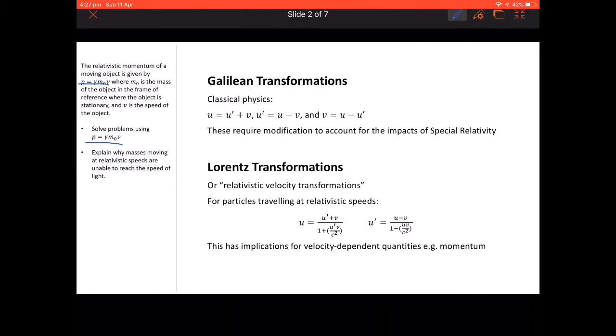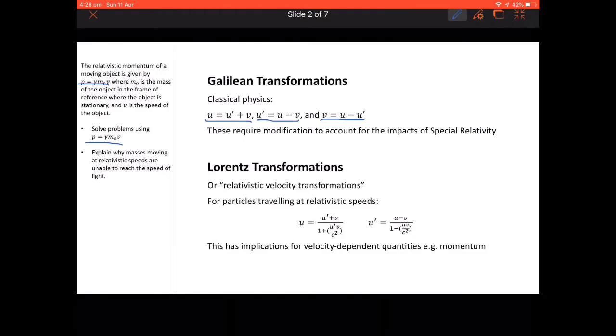These are applicable to classical physics. They state that u, the velocity as measured in reference frame A, is equal to the velocity measured in reference frame B, or u prime, plus v, which is the relative velocity between the two reference frames. If you rearrange this, you'll get this equation here, and that gives you the velocity as measured in reference frame B. And then same again, rearranging, you'll be able to get this equation here, which gives you the relative velocity between your two reference frames. These, however, require modification to account for the impacts of special relativity.